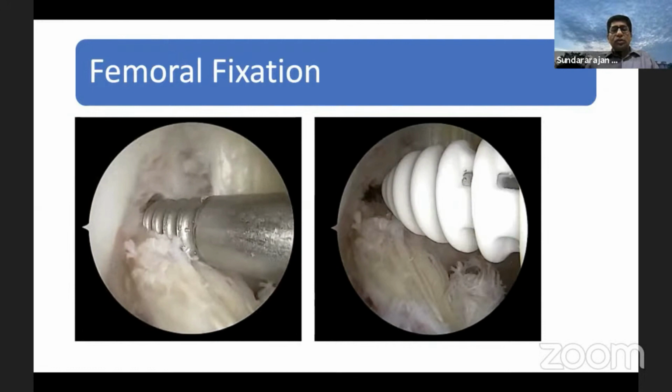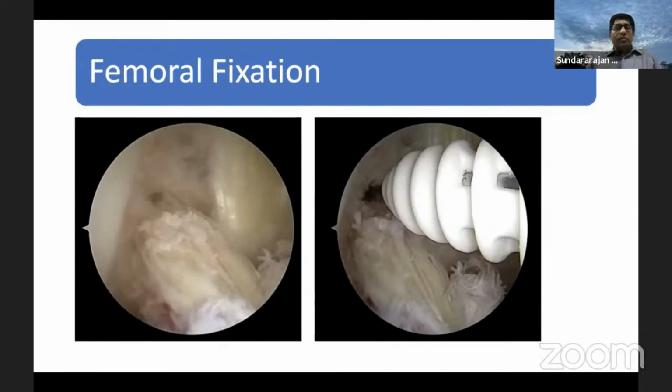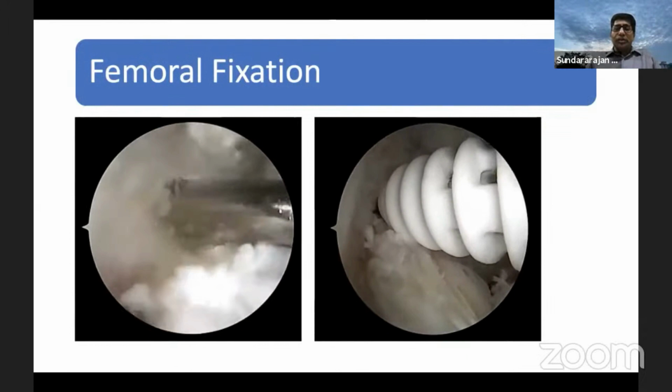So this is the notcher. And the tapping is very important for your bio screw when you use a PTP graft. But if you're using a metal screw, it doesn't matter.